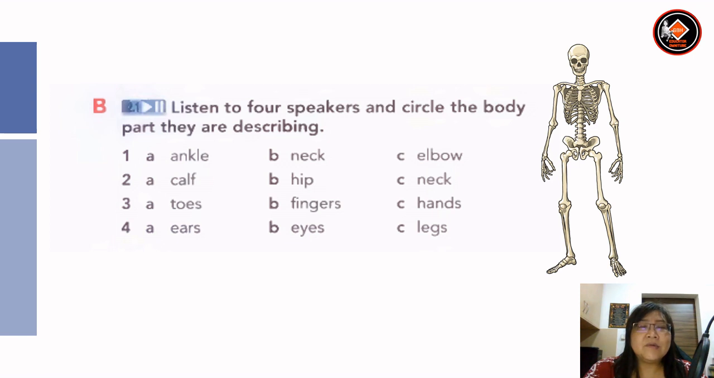Dear students, just now you listened to 4 speakers. Now you have to circle the body parts they are describing. So the first speaker described ankle, neck or elbow. So the answer is ankle. The second speaker mentioned or described calf, hip or neck. So the answer is neck. The third speaker mentioned toes, fingers or hands. Answer is fingers. And the fourth speaker mentioned ears, eyes or legs. Answer is eyes.